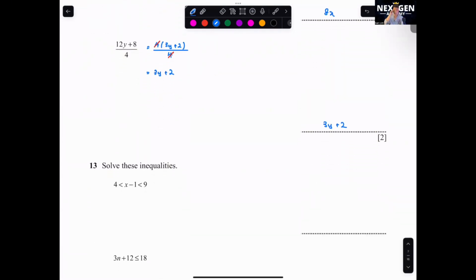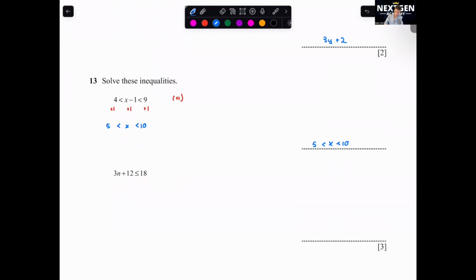Okay, next one, question 13. Solve these inequalities. Okay, when we want to solve an inequality with 3 parts like this, you want to make the middle part just x. So you have to ask how to get rid of this minus 1. Okay, what do we need to do? We are going to add 1 to the entire thing. So you need to add 1 here, add 1 here, add 1 here. This will become 5 less than x less than 10. Okay, so in between 5 to 10.